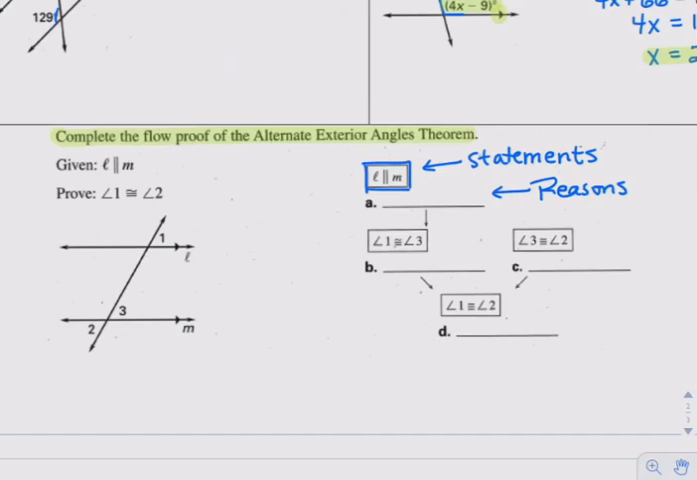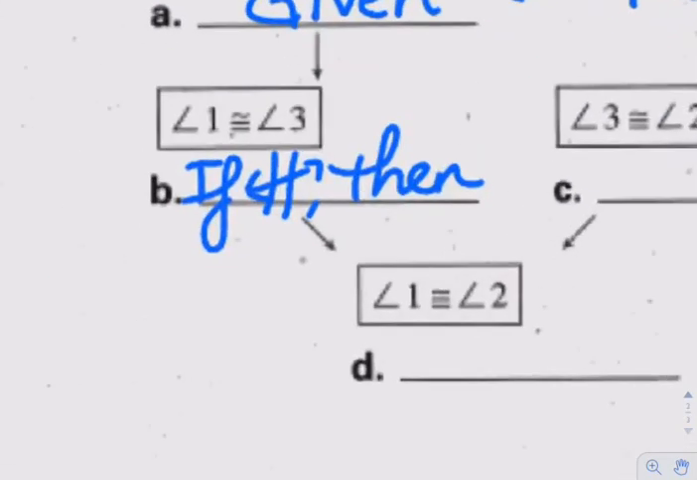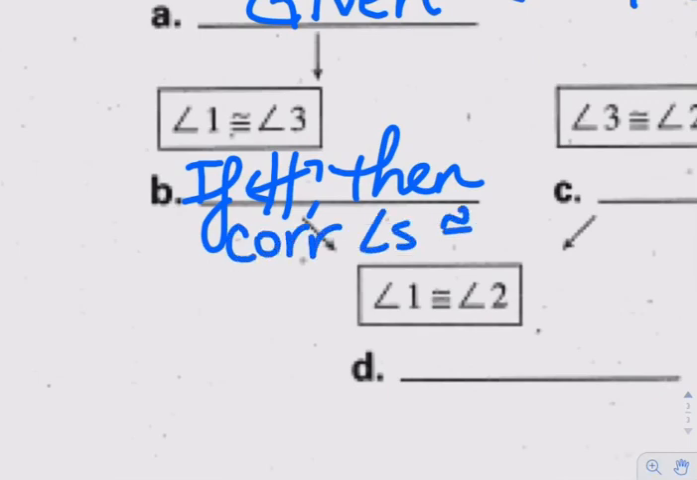So this is how it would work. Given that L is parallel to M, that's your given, that tells you that angle 1 is congruent to angle 3. So if these are parallel, why would angle 1 and angle 3 be congruent? Because if parallel lines are cut by a transversal, then corresponding angles are congruent.